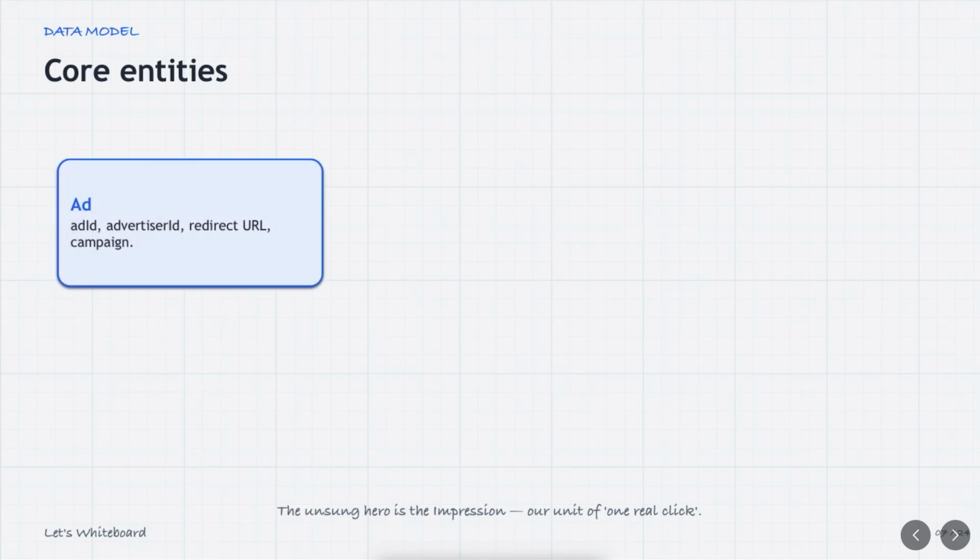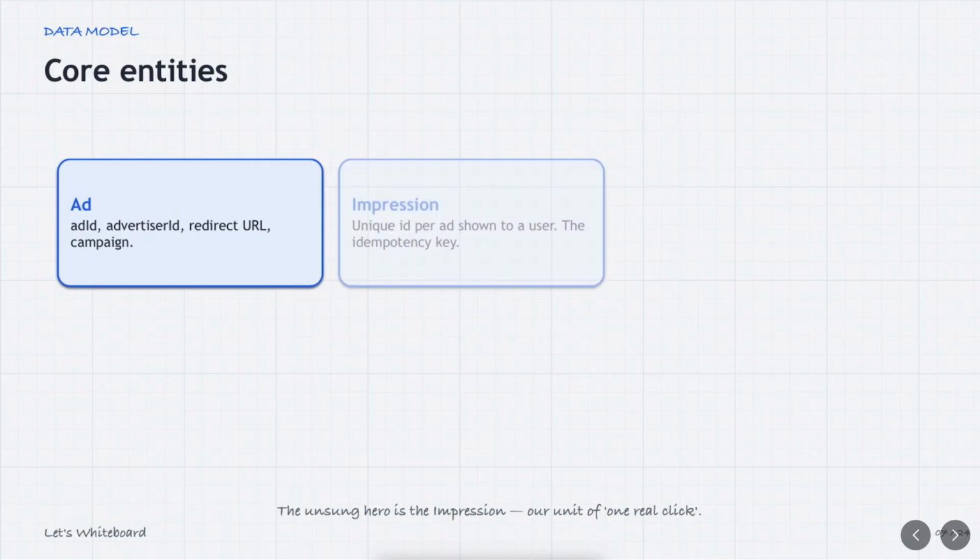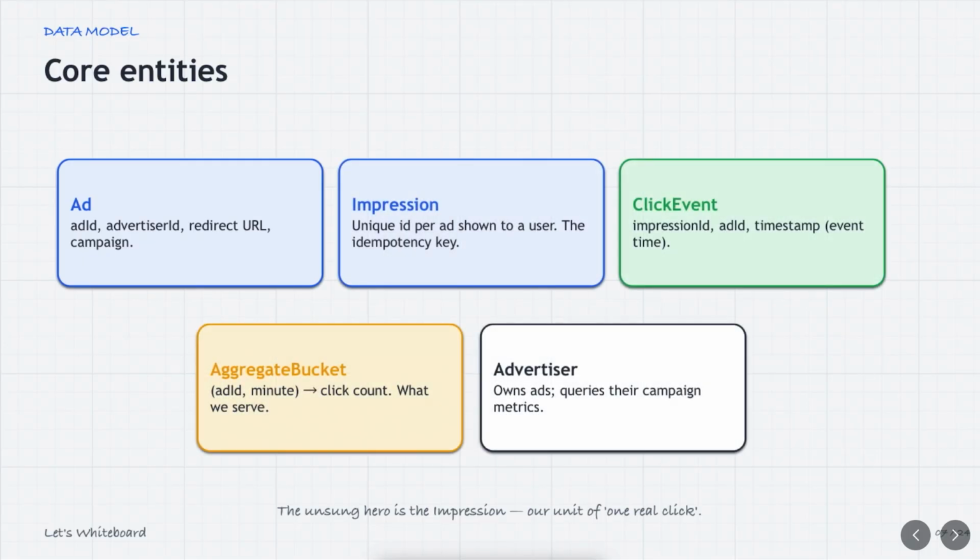Let's look at the core entities that we would be working on within our system. We have five main core entities. Let's start from the very start. We have a user who comes on a website and they click on an ad. For that ad, we have ad ID, advertiser ID, redirect URL, and the campaign. These are the information that would correspond to that model.